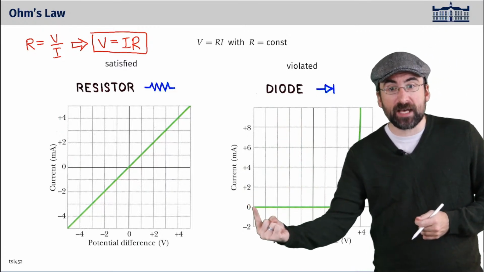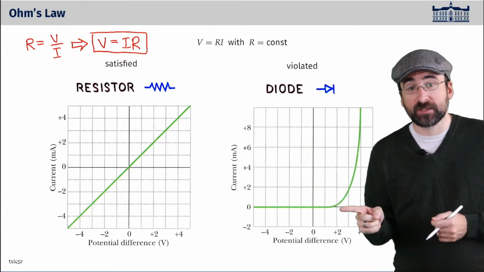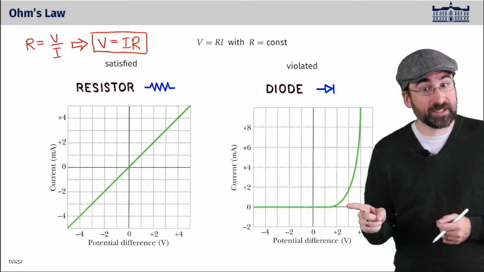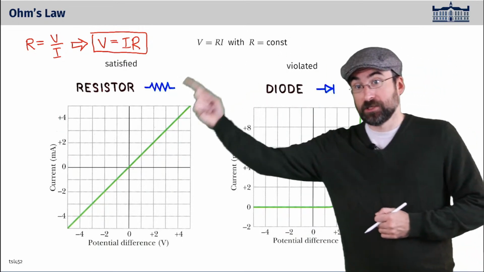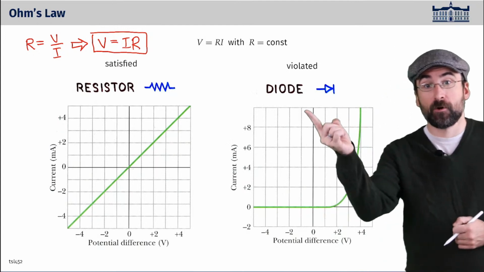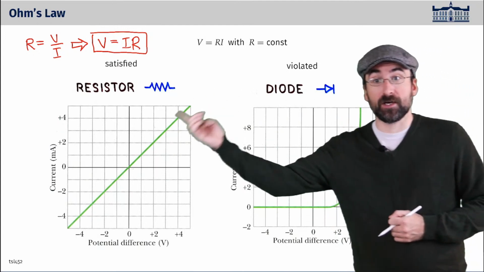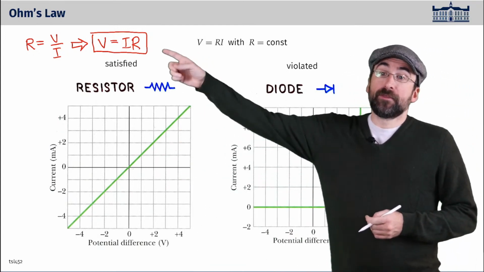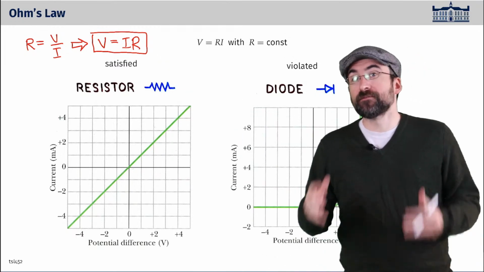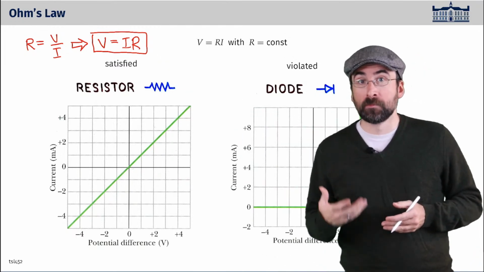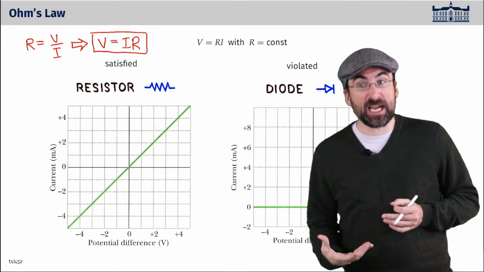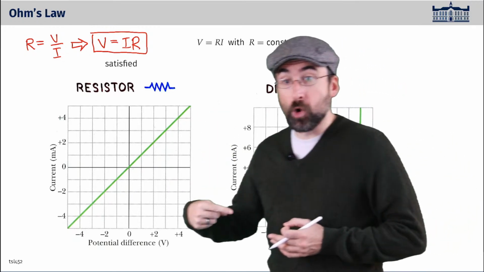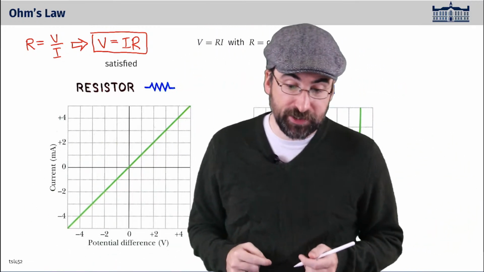All you need to know is that if you were to plot their current versus potential difference, it would look like this. And this graph does not look like this graph. Therefore, this device is not a resistor. This V equals IR is very fundamental. We call it Ohm's law, and it gives us the relationship between voltage and current through a resistor.